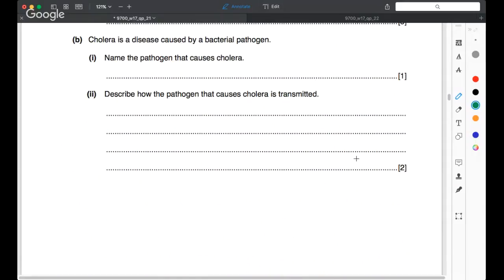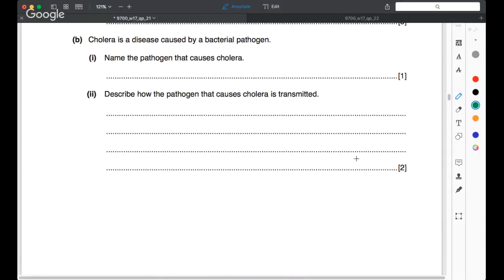So by drinking contaminated water, by infected feces getting into the water through bad sewage systems, or by somebody infected with cholera cooking and the bacteria getting into the food and people consuming the infected food. Okay, good. You would get the marks for that.